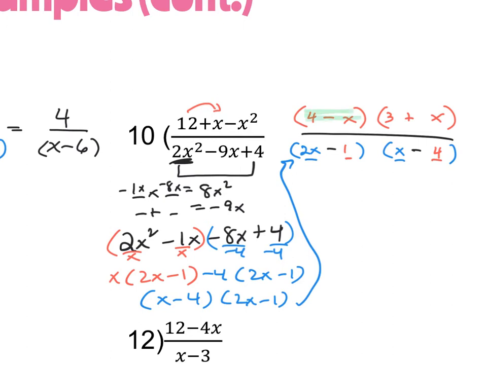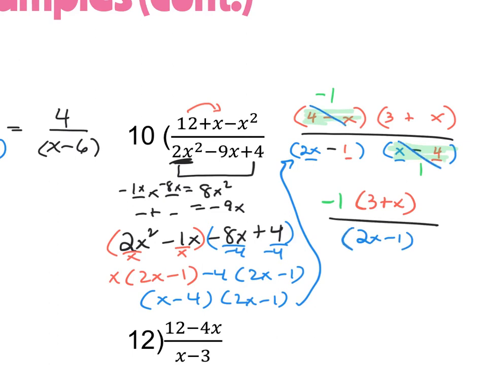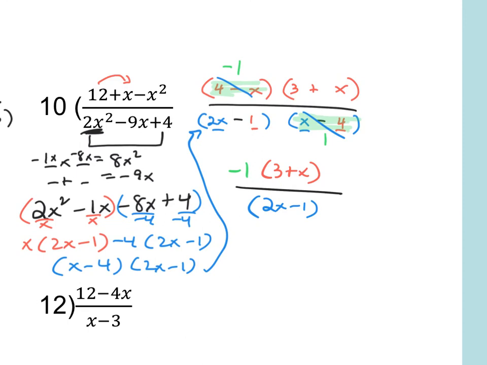Here's this case where we're going to use that negative 1 trick. So this would simplify to negative 1, this to a 1, and now I have negative 1 times 3 plus x over 2x minus 1, because these are gone. And now, instead of leaving it like that, I can just move the negative sign to the front and just do 3 plus x over 2x minus 1. If you want to just leave it right here in front, you can do that also.